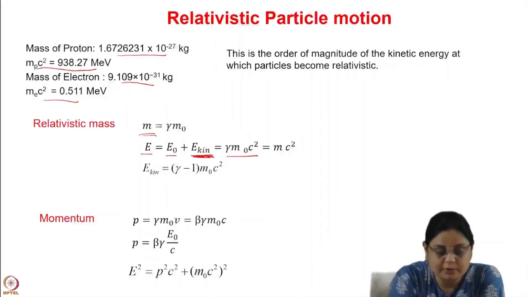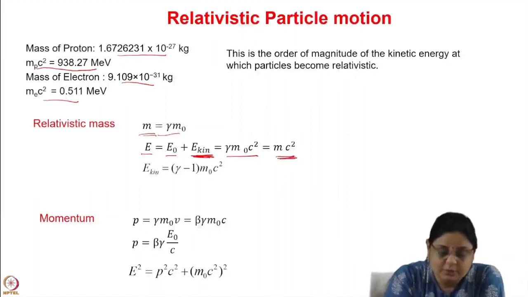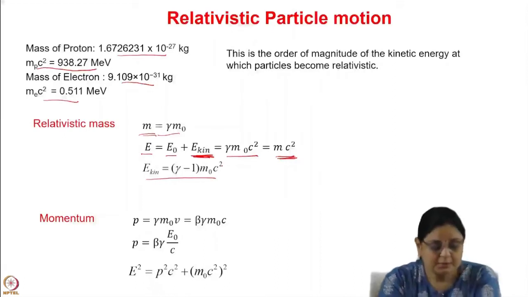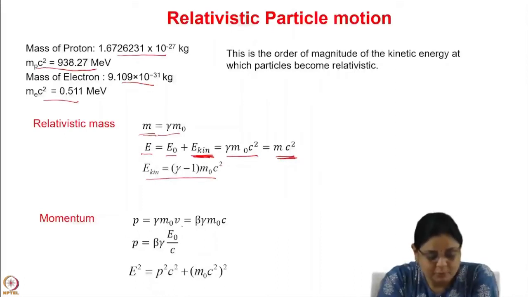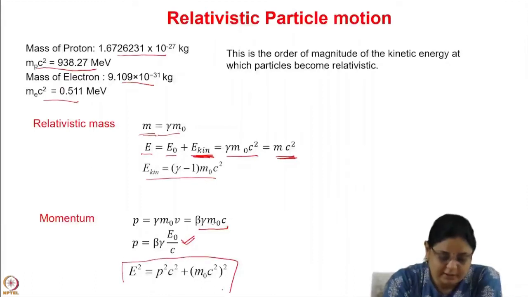So this is equal to gamma M0 c². Gamma M0 you can replace by M, so this is mc². So this mass is no longer constant. M0 is constant, but M is no longer constant. From here you can write the kinetic energy as (gamma − 1) M0 c². Similarly, the momentum is given by gamma M0 v. Now v you can write as beta c, so it is beta gamma M0 c, and this you can replace in terms of the rest mass energy. So this is the expression for the momentum in terms of rest mass energy, and using this you can easily derive the expressions for total energy and momentum.